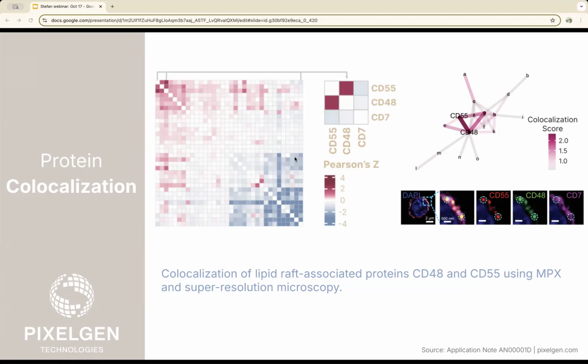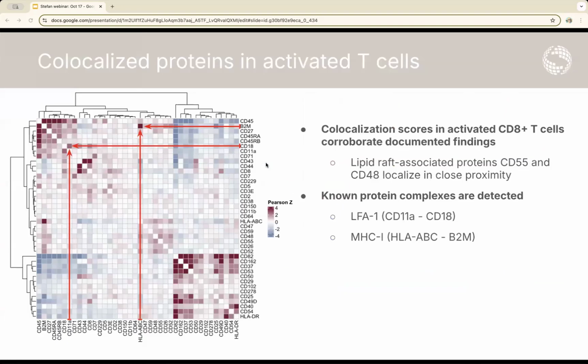However, if we look at a different marker, for example, we've used CD7 in this case, it is again being distributed in a more uniform way and not colocalizing with these two markers.